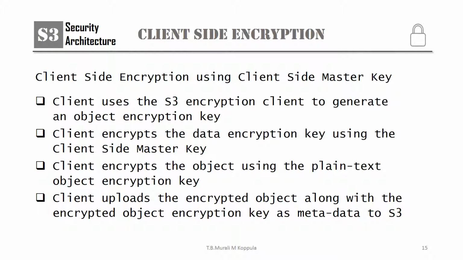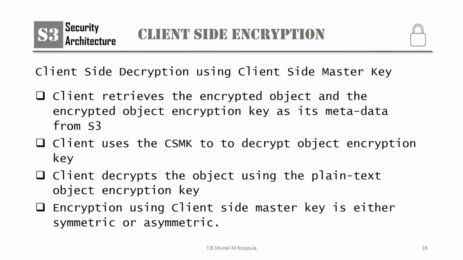The process of decrypting the S3 object using the client-side master key is as follows. The client downloads the encrypted S3 object. It is in an encrypted form. The downloaded object also contains the ciphertext of the encryption key in its metadata. Using the metadata, client determines the client-side master key. The client decrypts the data encryption key using the client-side master key. The client then decrypts the encrypted S3 object using the plain text object encryption key.